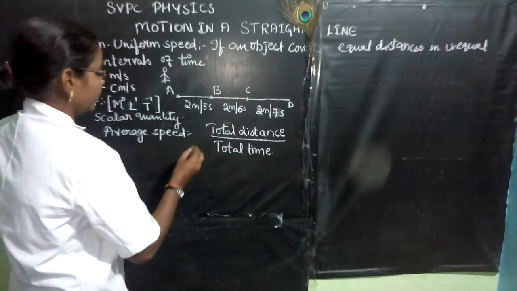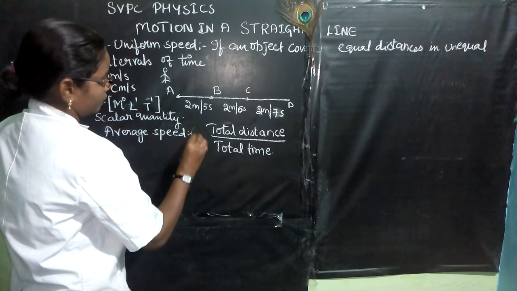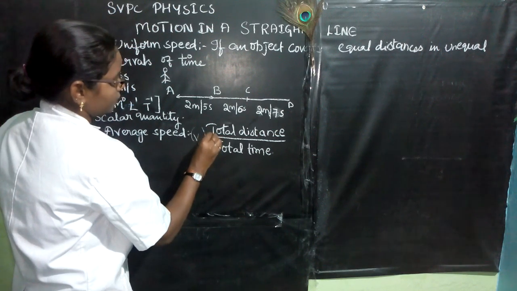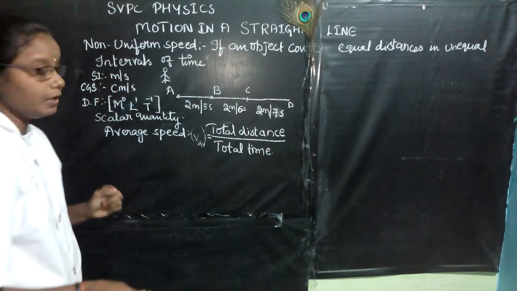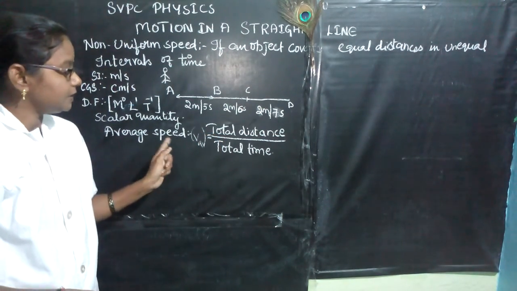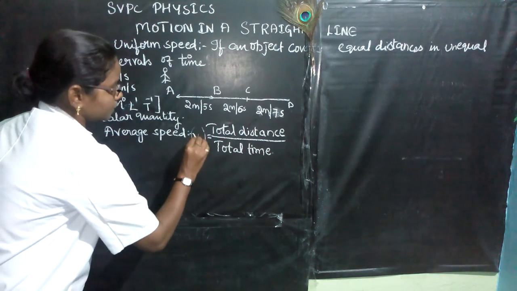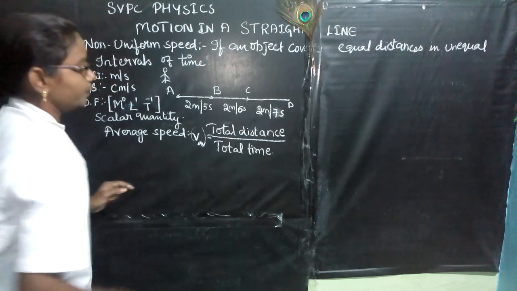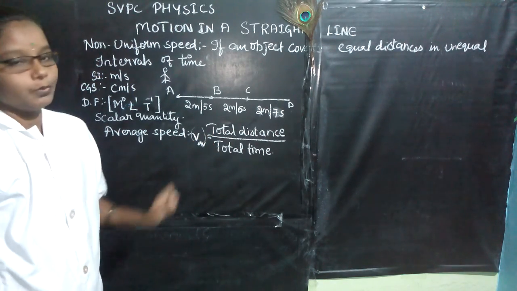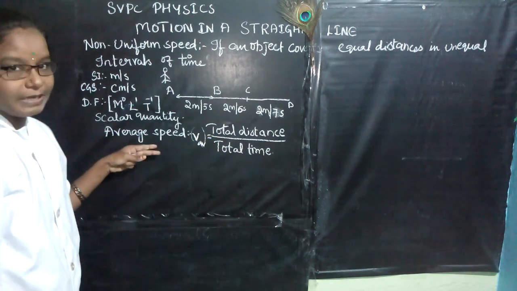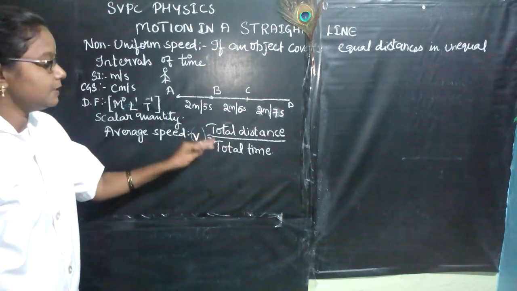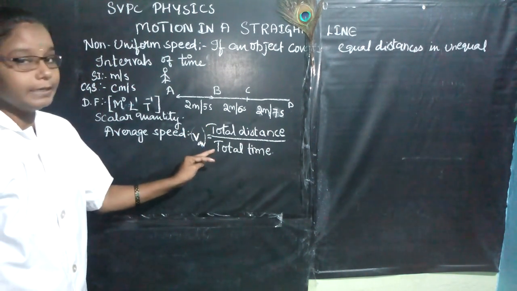This is V average. V average means average speed. Average speed is denoted with the letter V. So V average is equal to total distance by total time. The average speed SI unit is meter per second only, because it is total distance by total time.